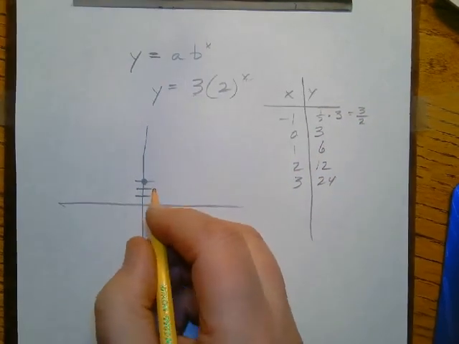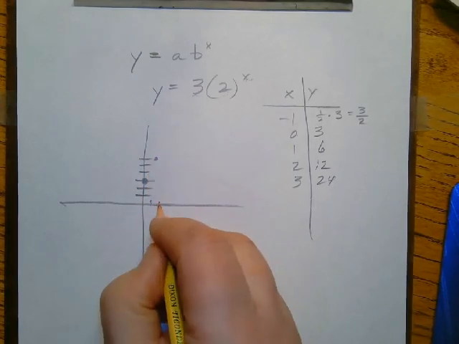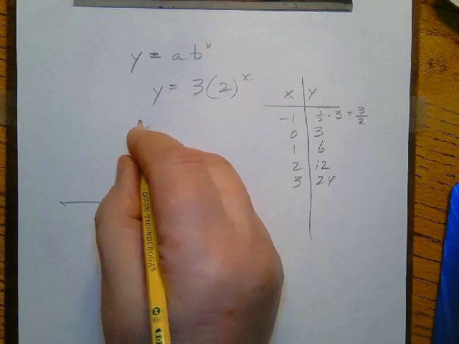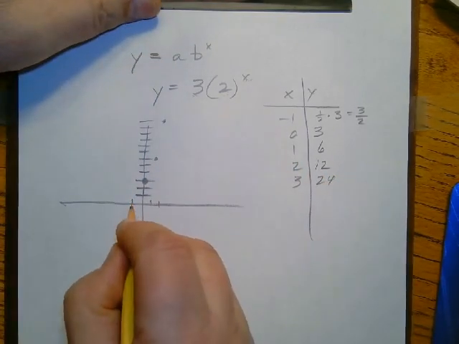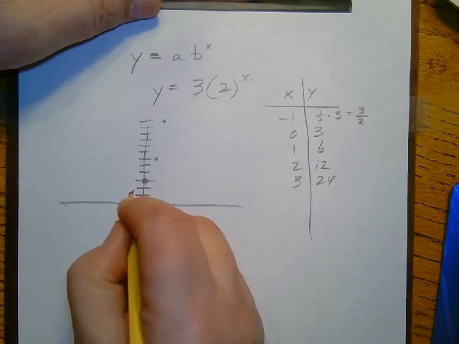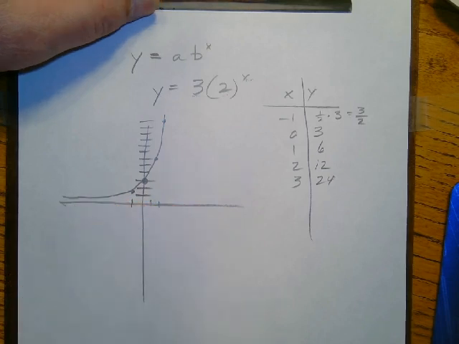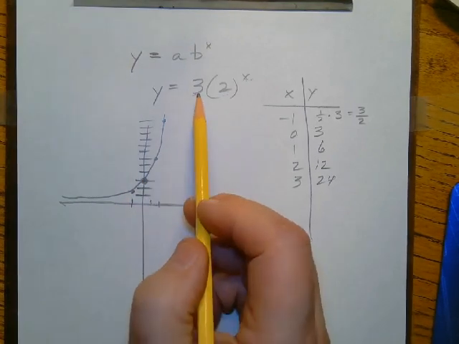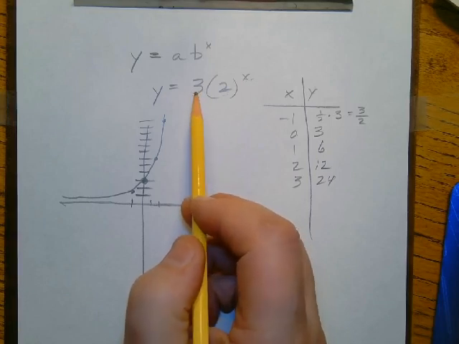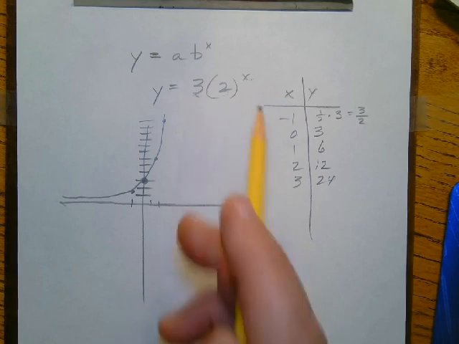So we get the same idea here. 1 goes to 6. 2 goes to 12. And negative 1 goes to 3/2. That's 1.5. We get the same thing here. But the key here is that the initial amount is that number A. And that's going to play a crucial role in tomorrow's assignment. So hang on to that thing.